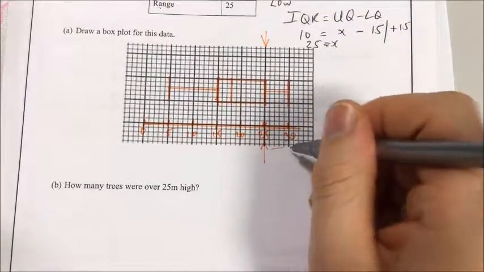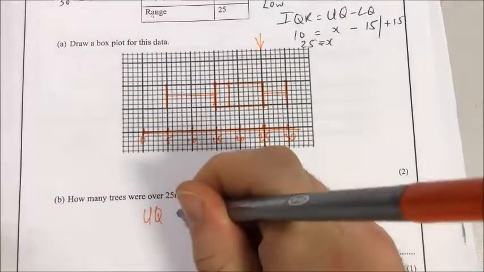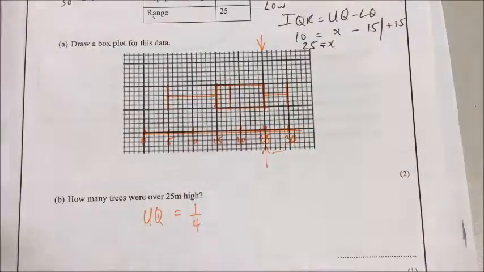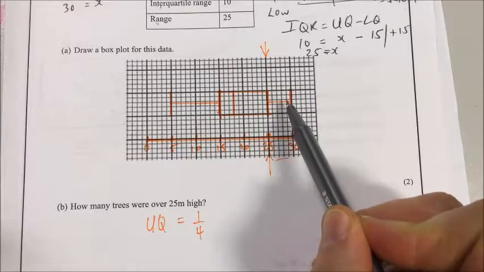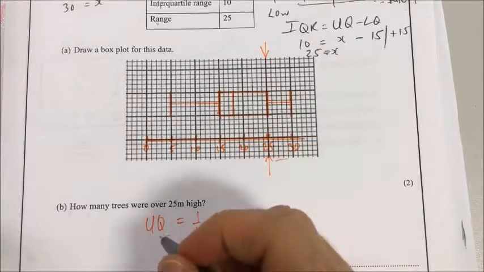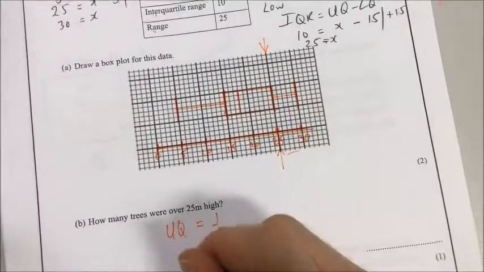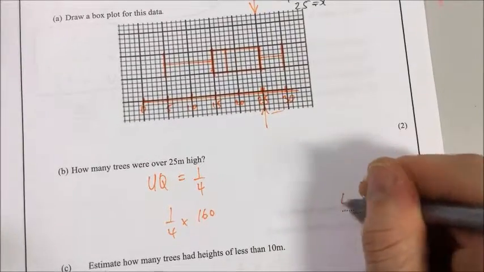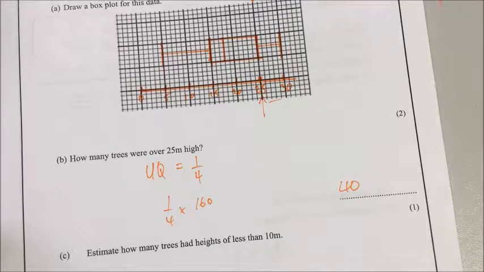So how many are over the upper quartile? It's the top quarter of the information. So a quarter of the information will tell you how many are there. It says there are 160 trees, so it's a quarter of 160, which is 40. So 40 trees.